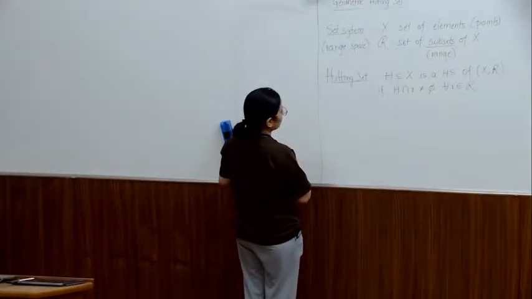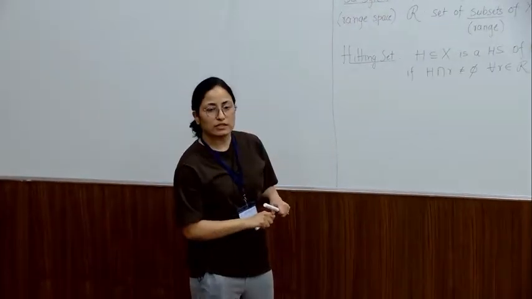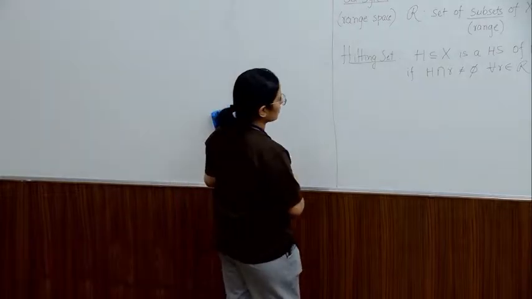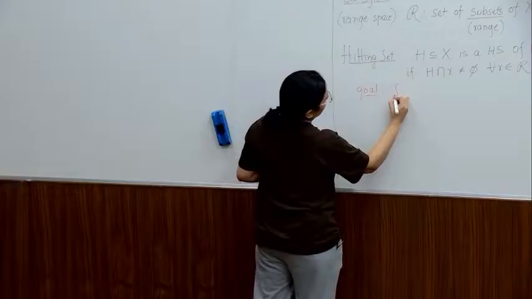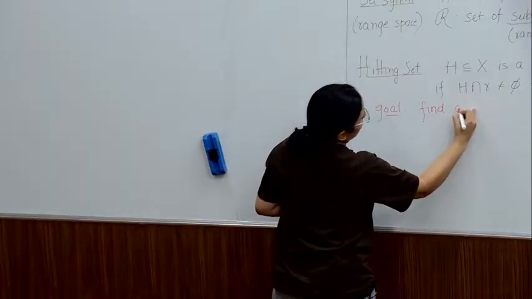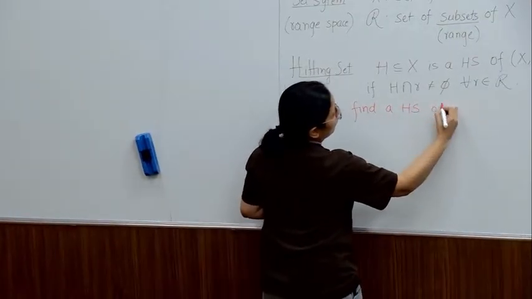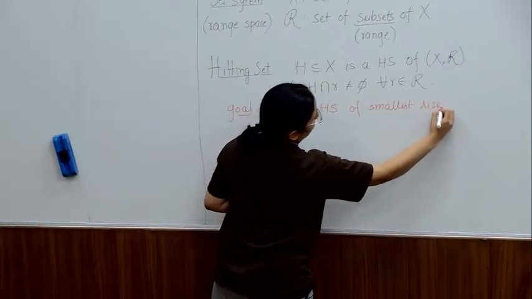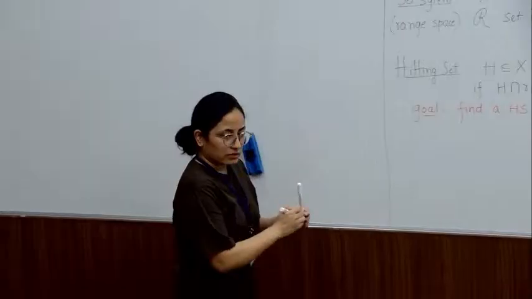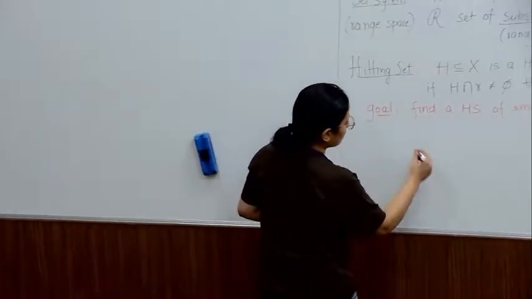This hitting set problem is that we want to find a hitting set of the smallest size. So that's the goal. The goal is to find a hitting set of smallest size. So I have to take a small example here.